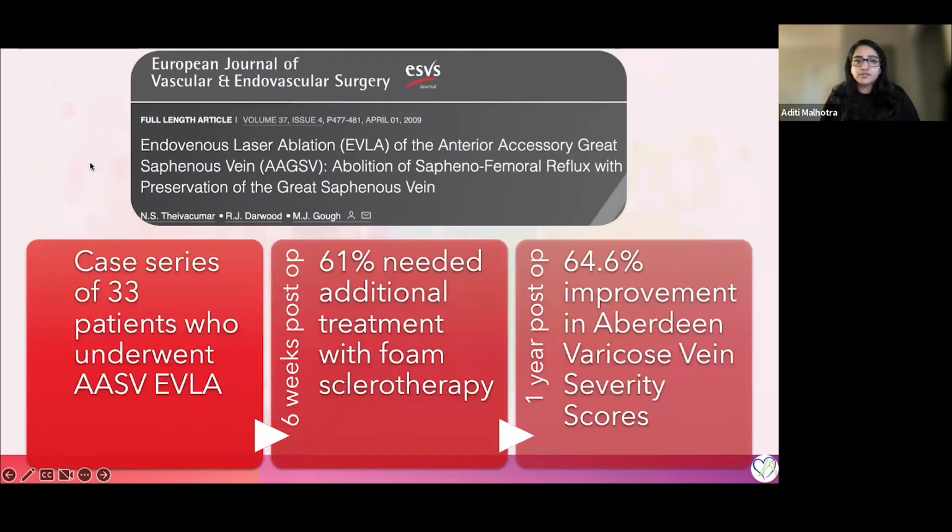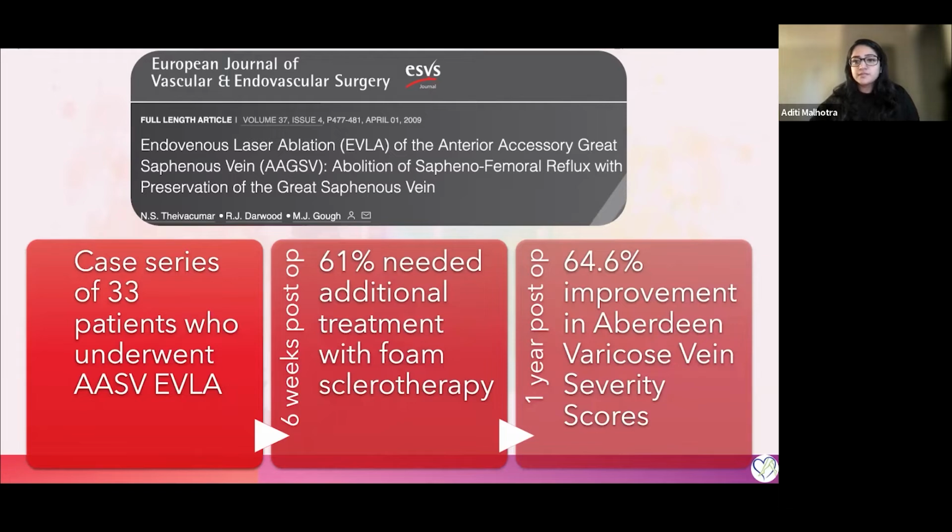This paper by Dr. Thevakumar and group discusses 33 patients who had undergone laser treatment of the AASV. 6 weeks post-op, 61% of these patients needed additional treatment with foam sclerotherapy. I'll be touching base a little bit later about the importance of this note, but I would like you to note that a significant amount of them needed this foam sclerotherapy thereafter.